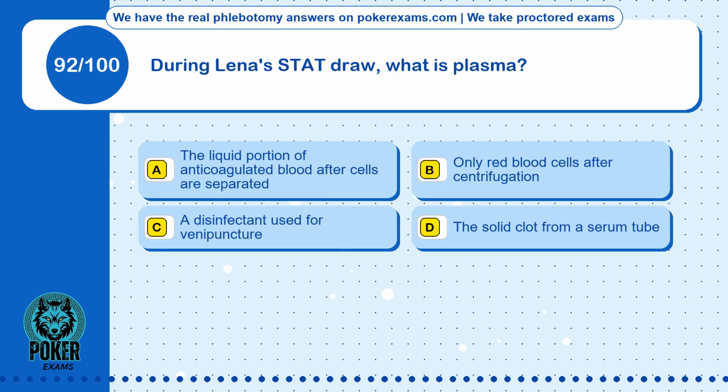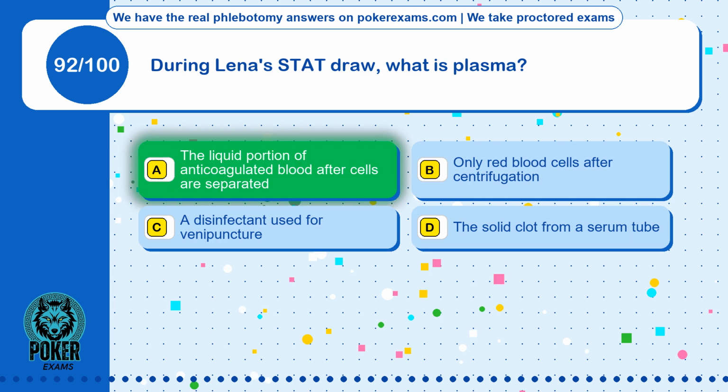Question 92. During Lena's draw, what is plasma? Option A. The liquid portion of anticoagulated blood after cells are separated. Option B. Only red blood cells after centrifugation. Option C. A disinfectant used for venipuncture. Option D. The solid clot from a serum tube.